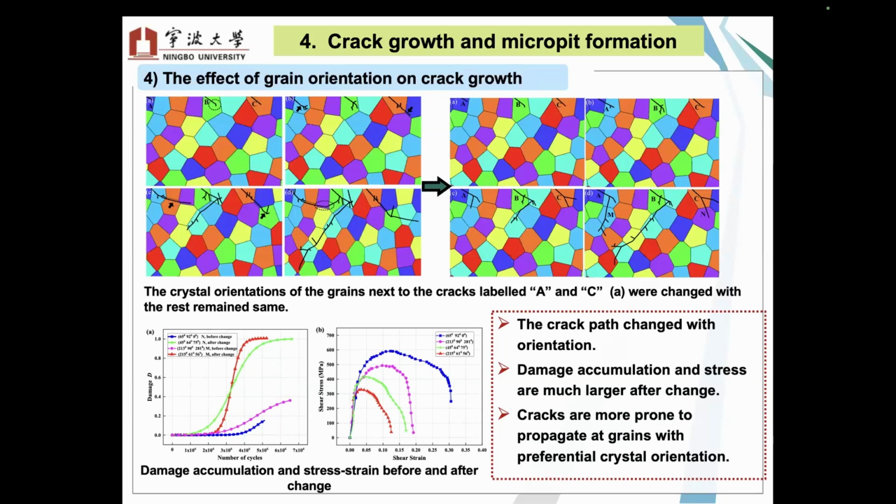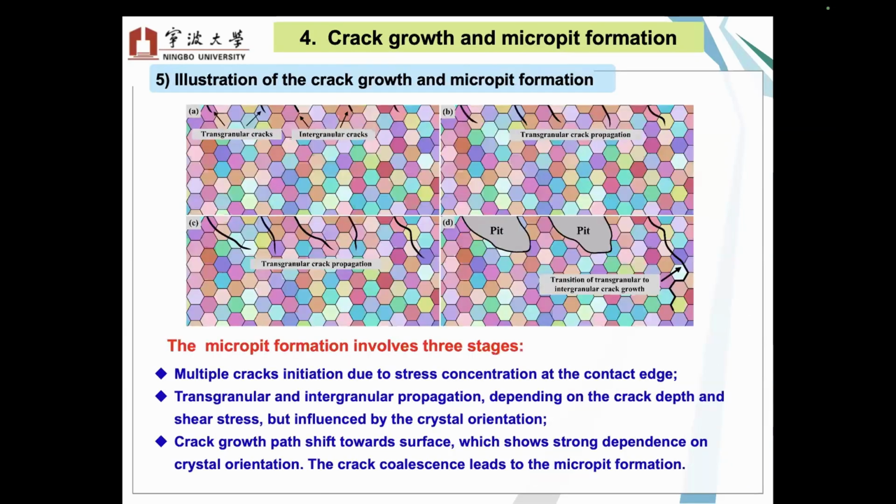Here we compared the damage and shear stress before and after changing the crystal orientations. And here is the illustration of crack growth and the micropit formation process. It involves three stages. First, multiple cracks initiate due to stress concentration, and then they propagate transgranularly and intergranularly, depending on crack depth and shear stress but strongly influenced by crystal orientations. Then crack coalescence leads to micropit formation.